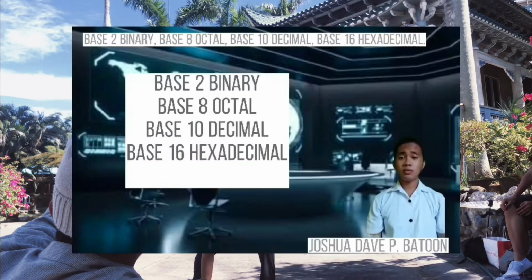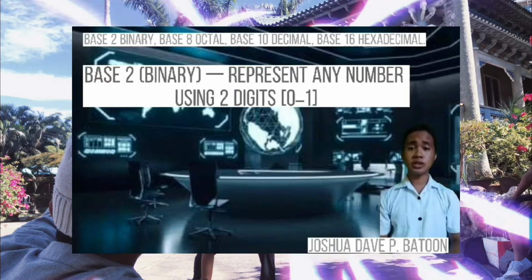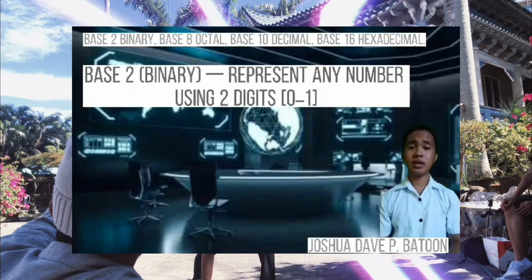The base 2 binary, base 8 octal, base 10 decimal, and base 16 hexadecimal. Base 2 binary represents any number using two digits, 0 to 1. The reason computers use the base 2 system is because it makes it a lot easier to implement them with current electronic technology.